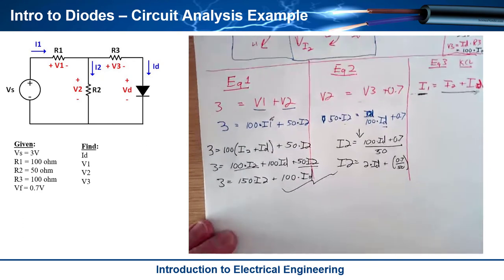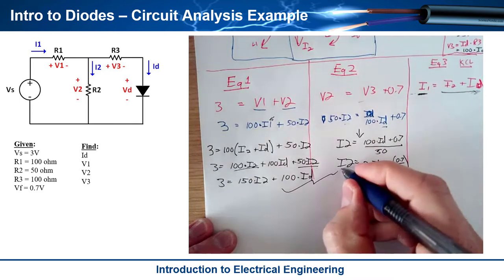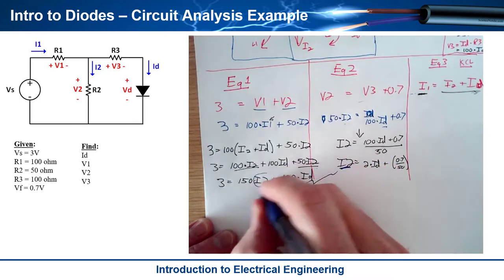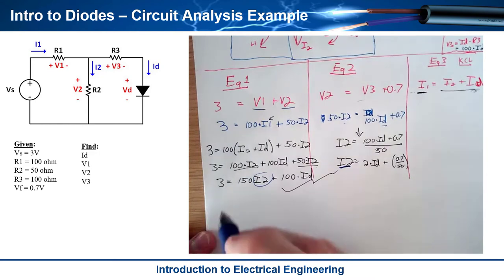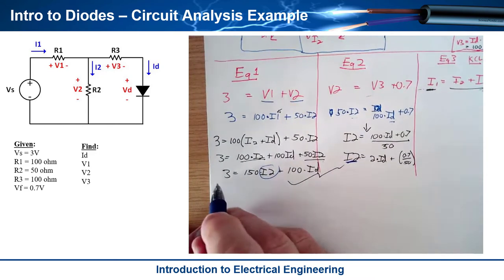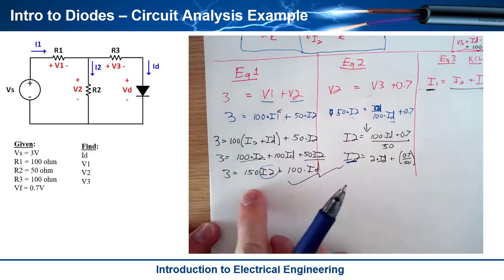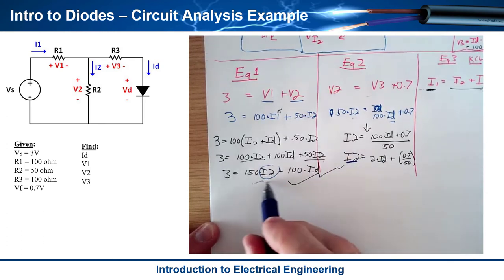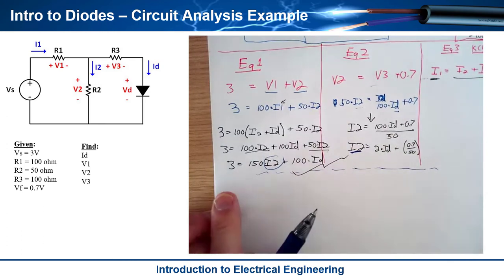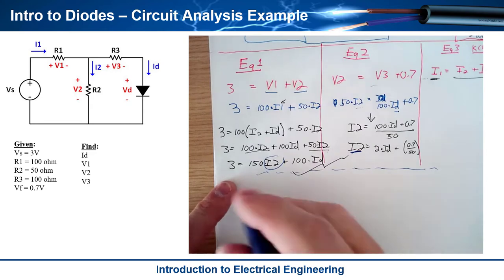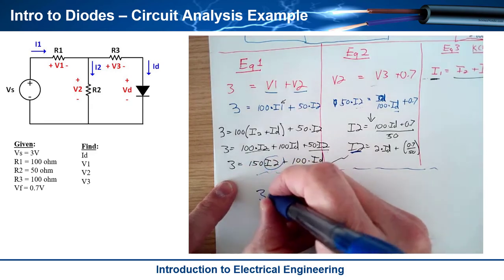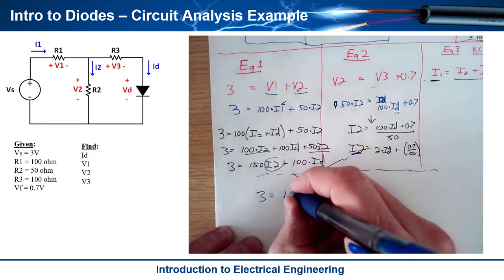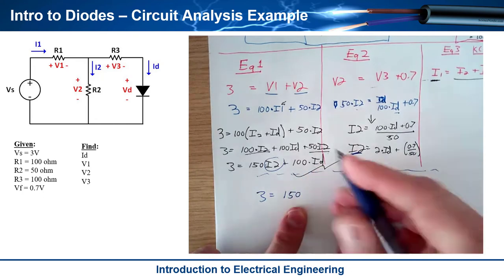I did that because it is time to do the final substitution, where this one is going into that one. Luckily I've come down to this point right here where I can write this out a little bit longer. So I'm going to draw a little line right there. And here we go. All right. So I'm going to have 3 is equal to 150 multiplied by I2.